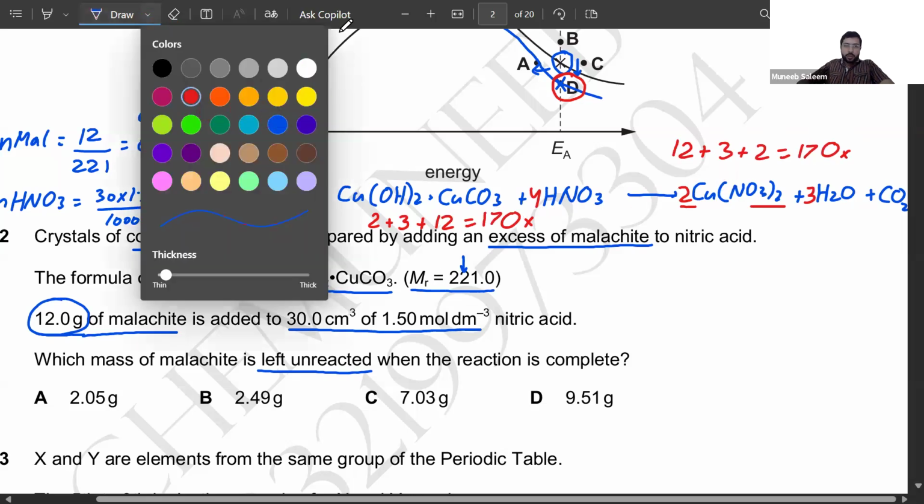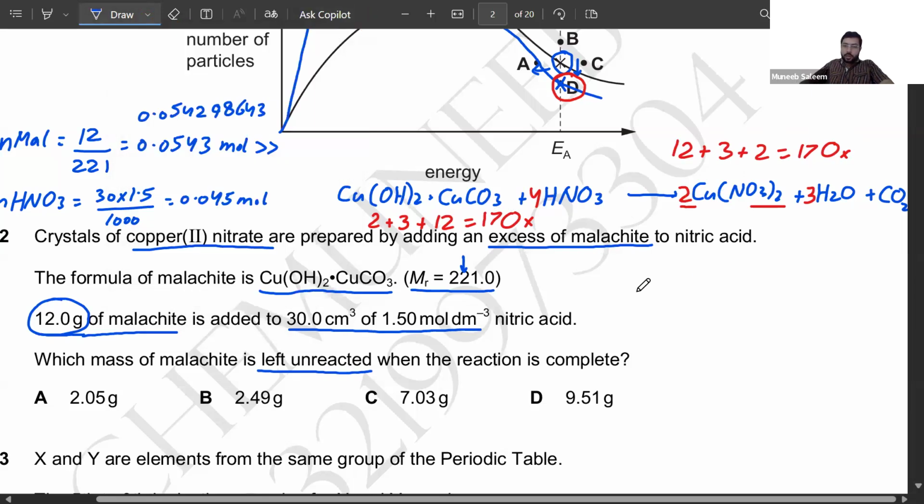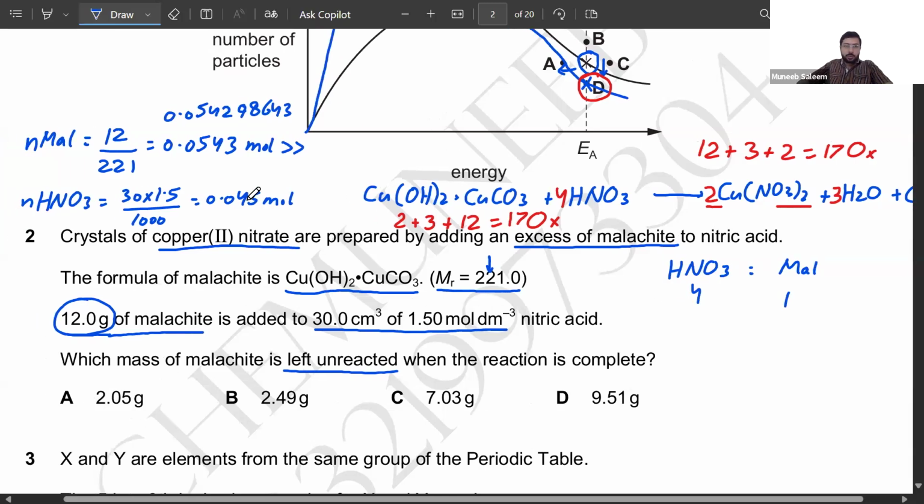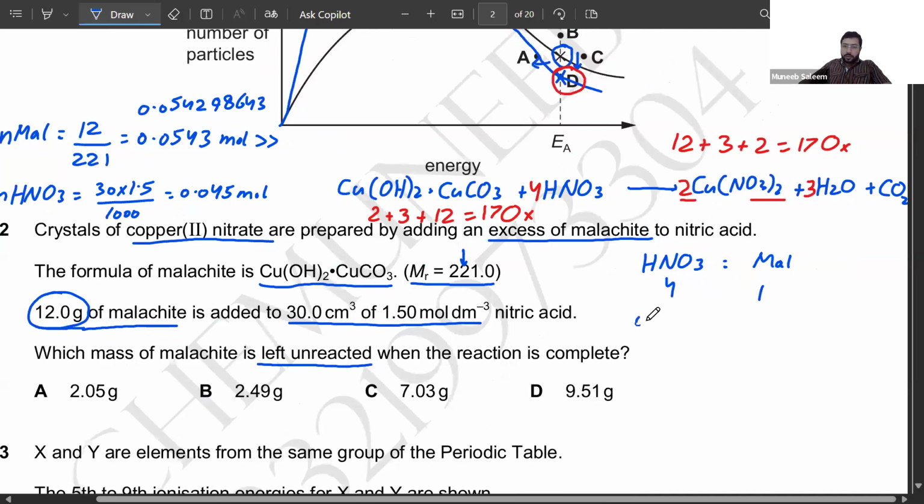Now from this stoichiometric equation, we can use a ratio method to find the number of moles of the malachite which would react. So basically, it should be the ratio between nitric acid and the malachite. According to the balanced equation, there are 4 moles of the nitric acid and 1 mole of the malachite. Now the calculated value for the nitric acid came out to be 0.045 mole, and in that case, the reacted amount of the malachite would be X.